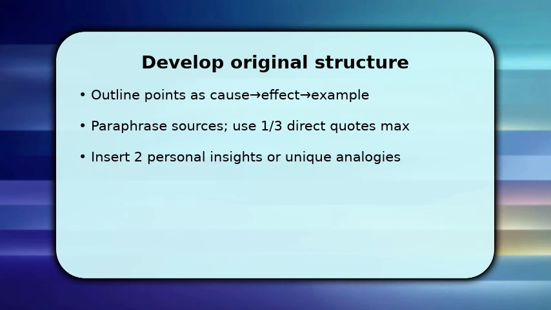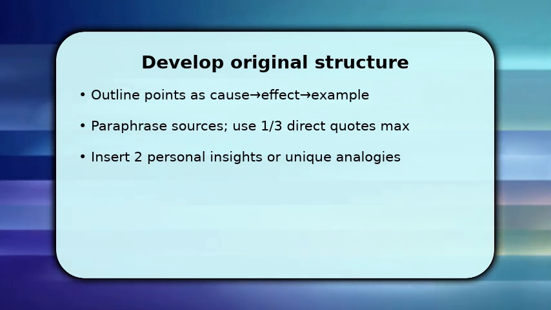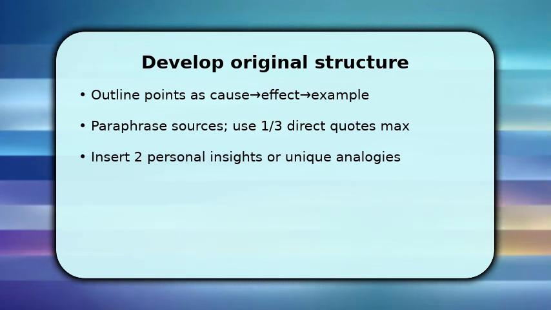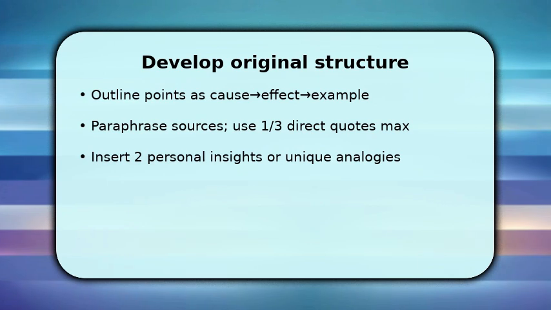Next, build an outline that orders ideas logically, cause, effect, example, and assign a single main claim per paragraph. Paraphrase source material instead of copying, keeping direct quotes to about 1/3 of citations so your voice dominates. Once paragraphs are drafted, weave in 2 genuine insights or unique analogies drawn from your notes or experience to anchor originality. Make sure transitions explain how each point advances the thesis. This deliberate structure yields writing that reads like a human argument rather than a generic model.